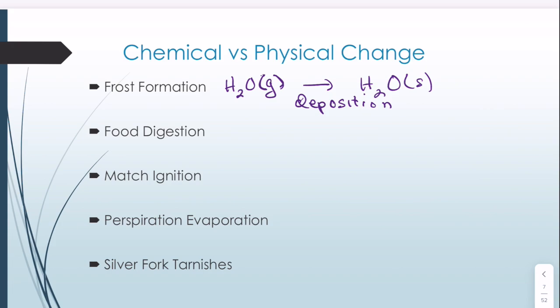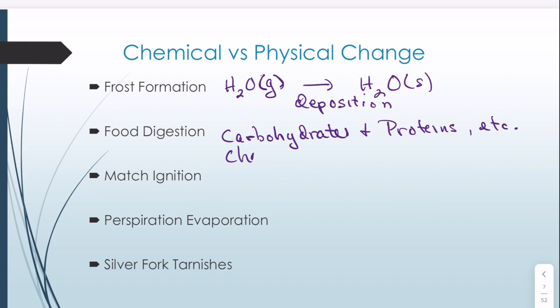What about food digestion? What happens when we digest food? When we eat something composed of, say, carbohydrates and proteins and whatnot, and those carbohydrates and proteins, etc., fat that we're ingesting then get digested, and the components of digestion then are stored in the body or used for various processes in the body. Is that chemical or physical?